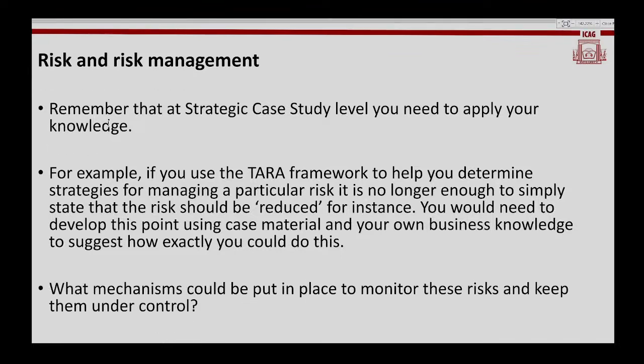So remember that at the case study level, you need to apply your knowledge. For example, if you use the TARA framework to help you determine strategies for managing a particular risk, it is no longer enough to simplify. Are you getting it? And simply state that the risk should be reduced, for instance. You would need to develop this point using case material and your own business knowledge to suggest how exactly you could do this. So it should match the case study, right? You don't just say reduce the risk. How? Are you getting it?